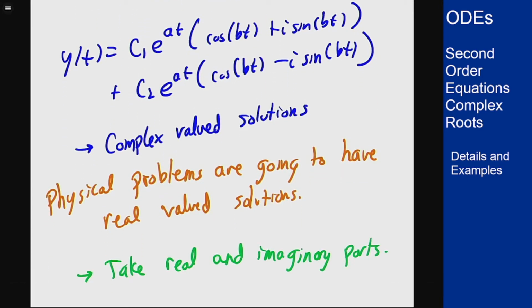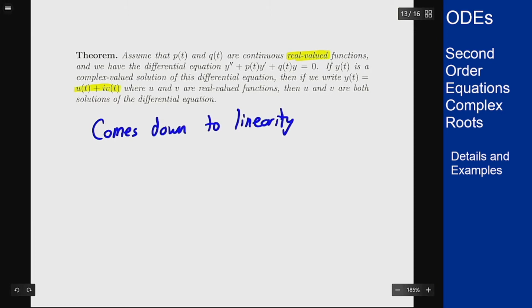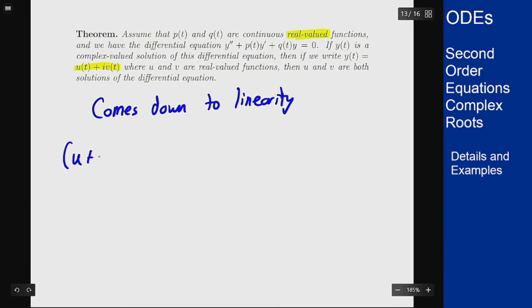And this works thanks to the following theorem. So if p and q are continuous and real valued functions, this is the important part, these must be real valued, then if I have a complex solution, y of t equals u plus iv, I can split and take u and v, and separately those will both solve the equation. And this again comes down to the linearity property of this equation, and the fact that p and q are real.